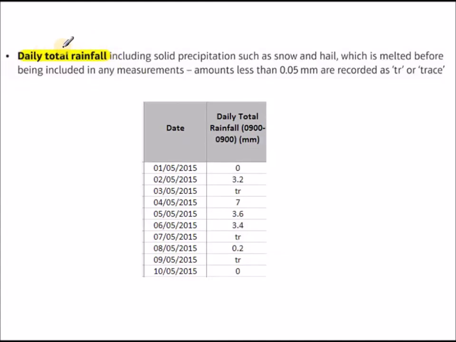Okay, moving on to daily total rainfall, and you'll see that in the data some of the values are TR, or trace, and that just means that an amount less than 0.05 millimeters was recorded. And if you're doing calculations, you replace a TR entry in the table with 0.